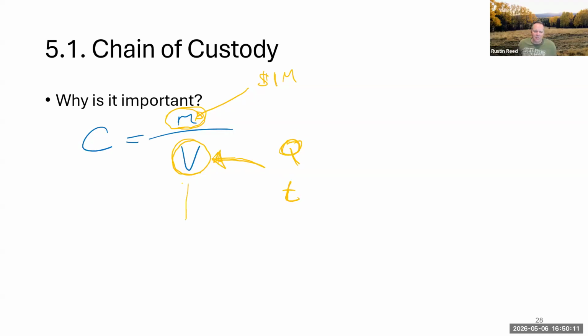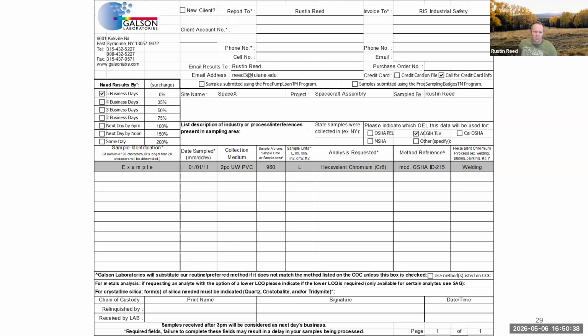So we give the lab the volume. The IH is going to give the volume. The lab is going to give the mass. And because they have both numbers, they calculate that for us. It's very nice of them. I mean, we pay them enough that they could just run that math for us real quick and give us a concentration. So those are two big reasons why chain of custody is important. I do use Galson. I'm not promoting them. It's just what I have, but we'll talk about this more next time.